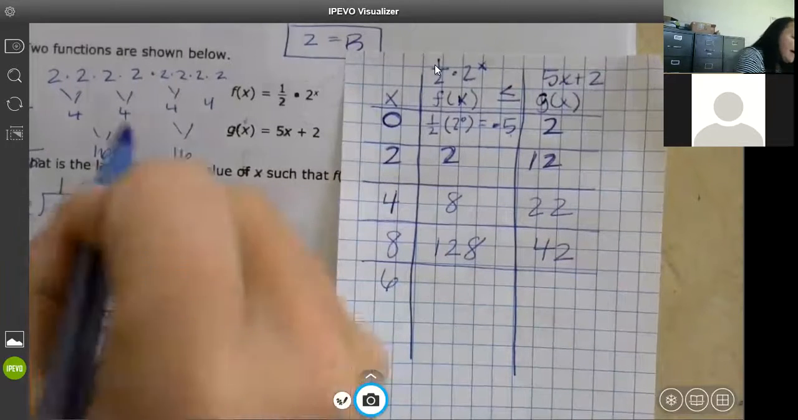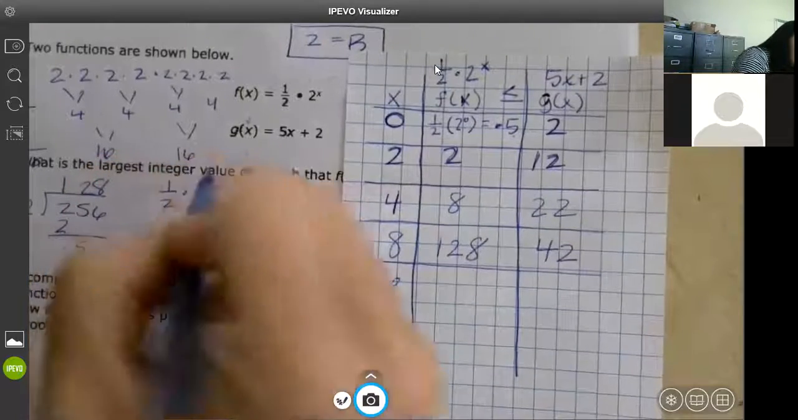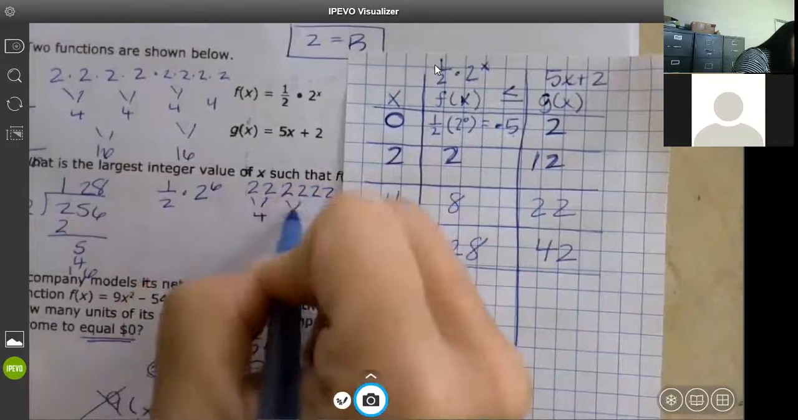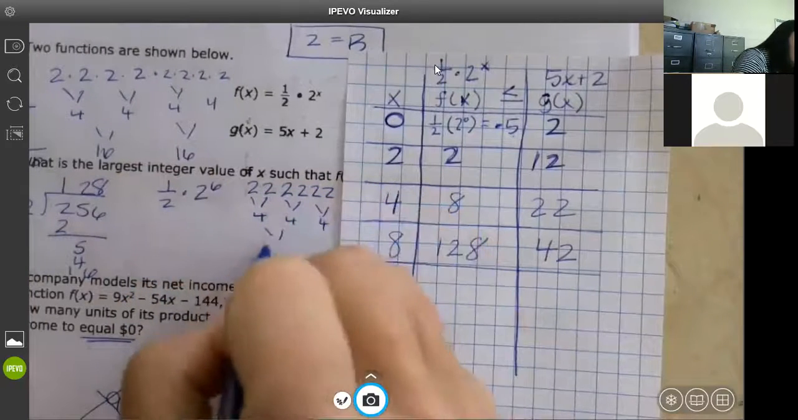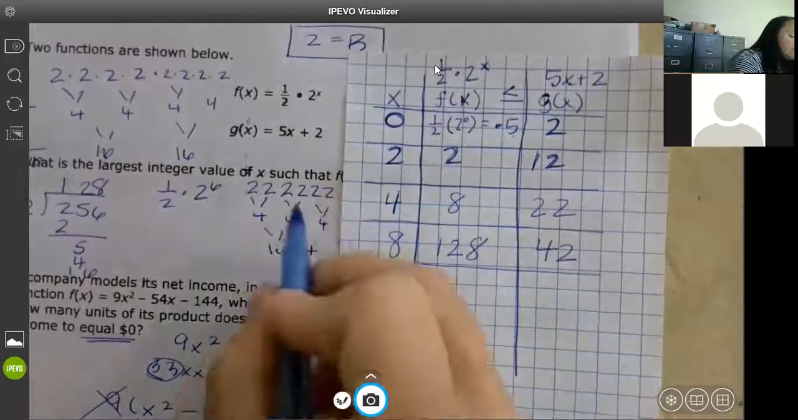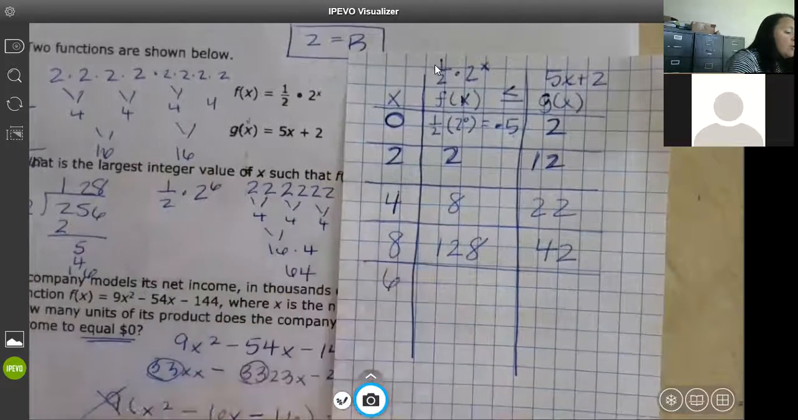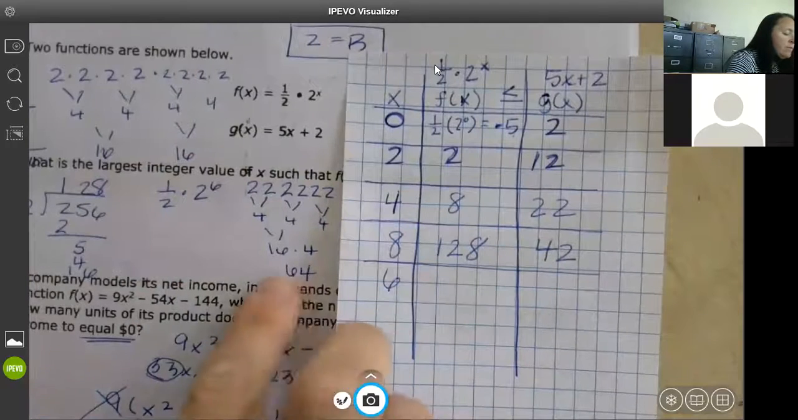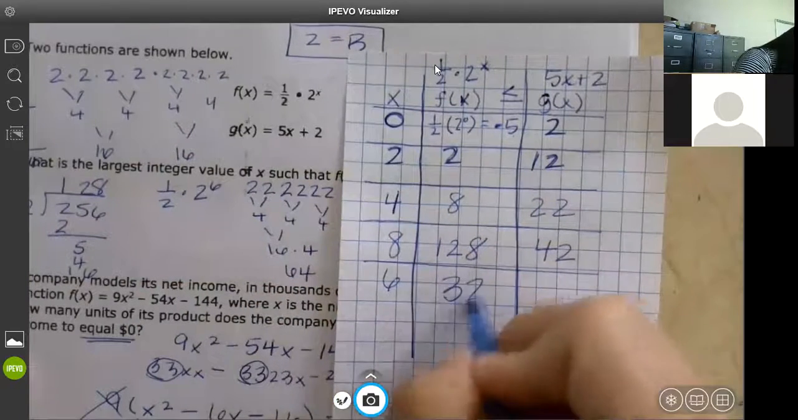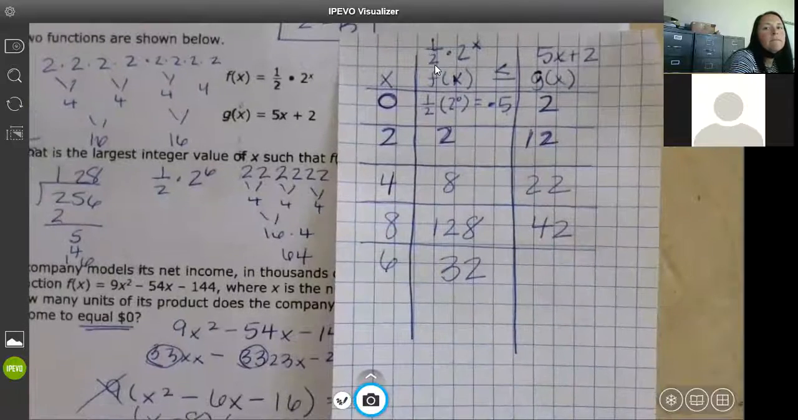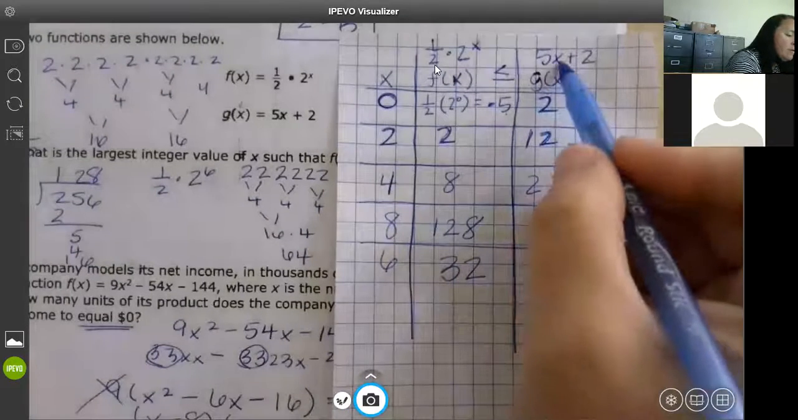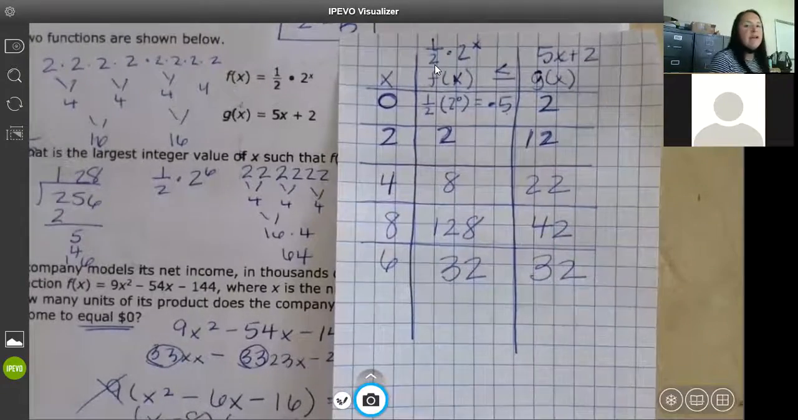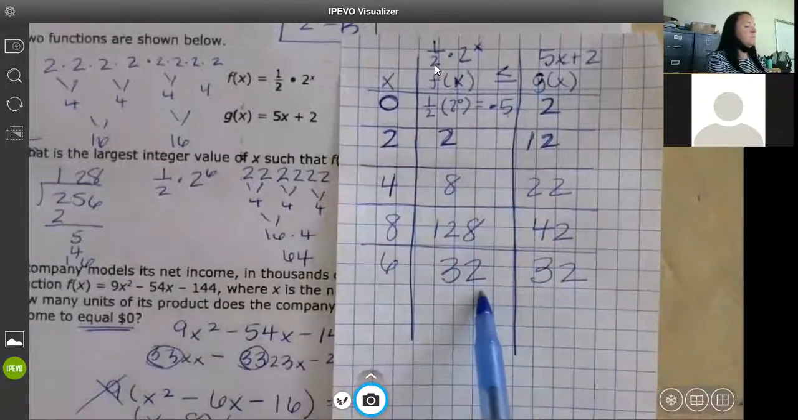All right, half of 2 to the 6. So 2 to the 6. 2 times 2 is 4. 4 and 4. 16 times 4. I'm going to go ahead and tell you is 64. What's half of 64? 32. All right. 6 times 5 plus 2. So what is the biggest x value to keep it less than or equal to?